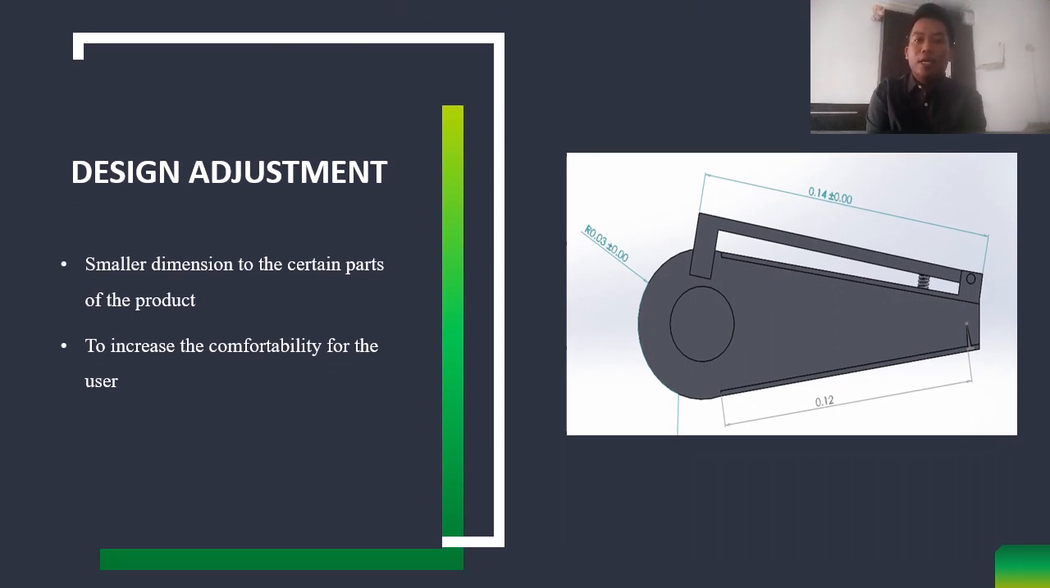The design of the product has undergone minor adjustment at certain parts by changing the dimensions of the product. We changed the dimensions to make it smaller to be comfortable for the user's hand. After we analyzed, the earlier design of our product was too large and it was not comfortable for the user's hand.